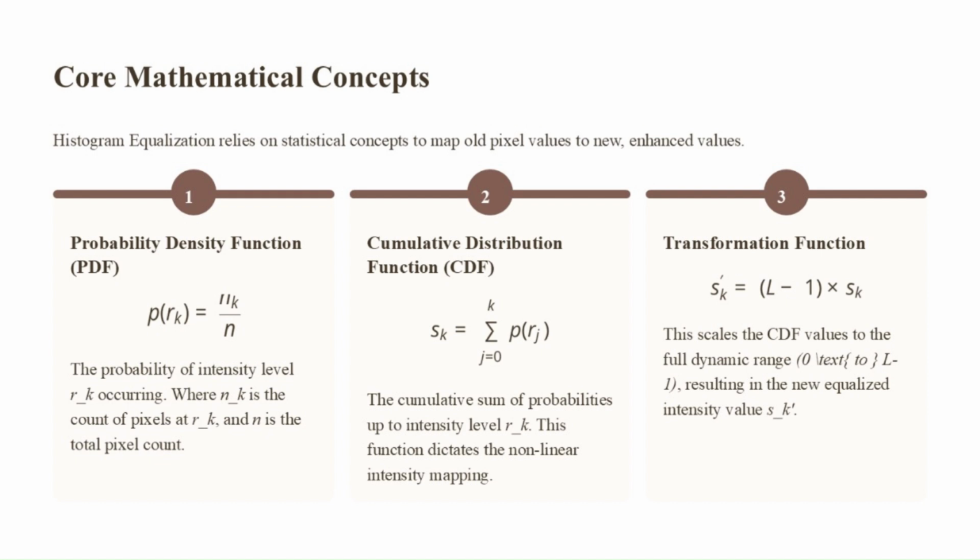Next, we calculate the CDF, or cumulative distribution function, which adds up all the probabilities up to a particular intensity level. It is represented as sk equals the sum from j equals 0 to k of p(rj). The CDF helps us understand how the intensity levels accumulate across the image. Then we use the transformation function, sk' = (L-1) × sk, where L is the total number of gray levels, usually 256. Finally, each pixel in the original image is replaced by its corresponding new intensity value, sk'. This gives us the equalized image with better contrast.